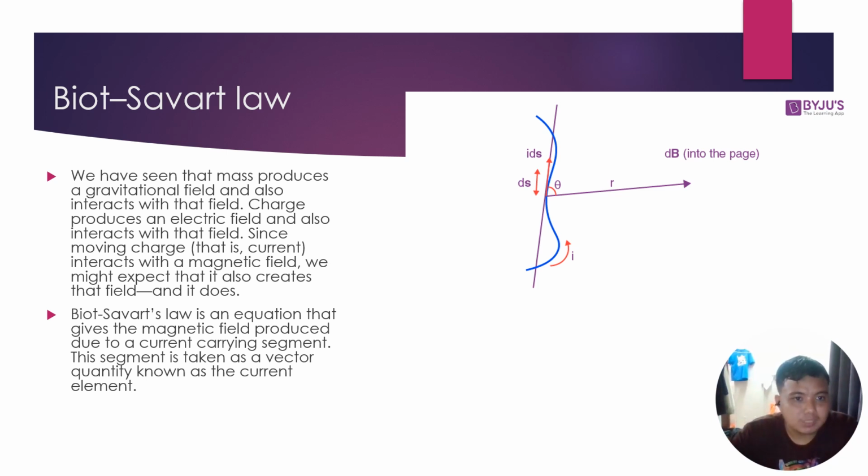We have seen that mass produces a gravitational field and also interacts with that field. Charge produces an electric field and also interacts with that field. Since moving charge, that is current, interacts with a magnetic field, we might expect that it also creates that field, and it does. The Biot-Savart law is an equation that gives the magnetic field produced due to a current carrying segment. This segment is taken as a vector quantity known as the current element.